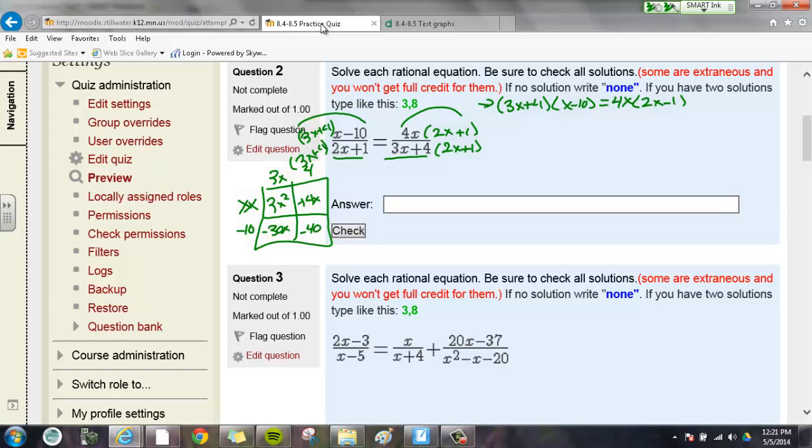It's 3x squared. And now remember, we got to bring these together. When you bring the negative 30x and the 4x together, you get minus 26x. And the negative 40, you can't combine with anything. So that's that side. Now on the right side, I'm going to distribute the 4x. So 4x times 2x is 8x squared, and 4x times negative 1 is minus 4x right there.